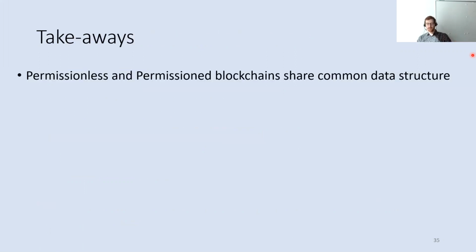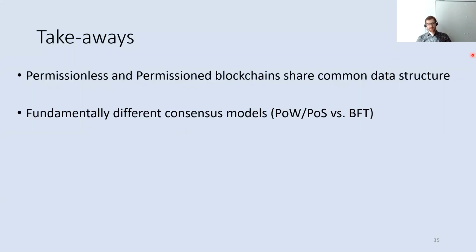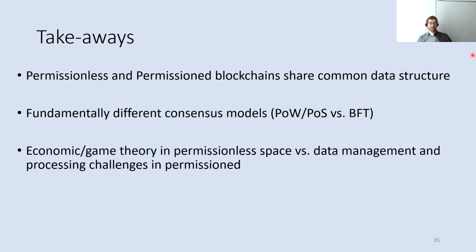Okay, as a takeaway, before I very quickly show you the exercises, what I think is important to remember is that permissionless and permissioned blockchains do share a common data structure. So this is where they are very similar in the underlying data structure. But calling them both blockchains is, I think, in some sense a disservice, because if you look at other aspects like the consensus model, they are fundamentally different. Proof of work and proof of stake are fundamentally different in the way they operate, but also in the way they look at the world when you compare them to BFT consensus.